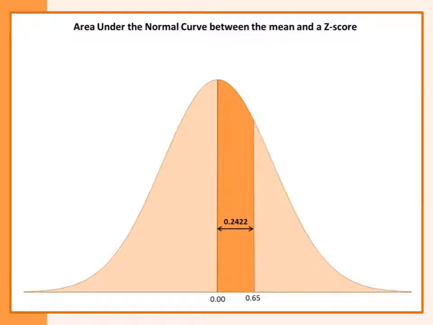Once again, drawing the normal curve, we place a value of 0.65 for a z-score, and we see that the area between 0 and a z-score of 0.65 is 0.2422 proportion of the curve. So about 24% of the curve will fall between 0 and a z-score of 0.65.